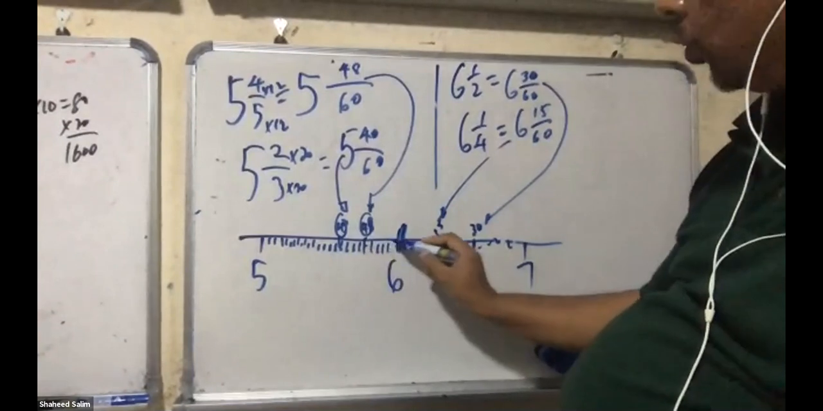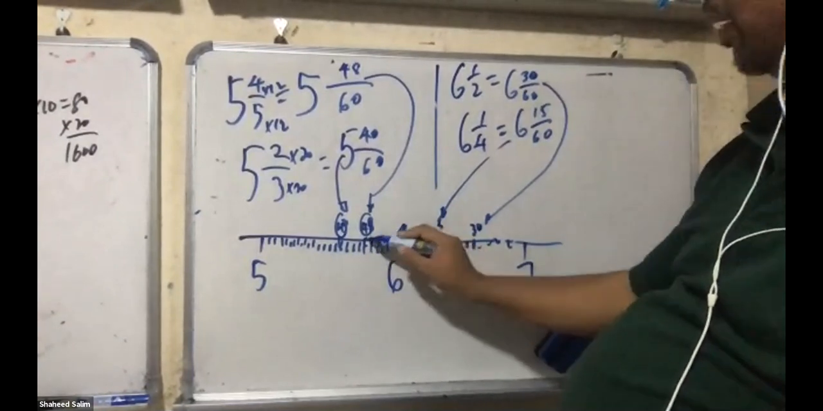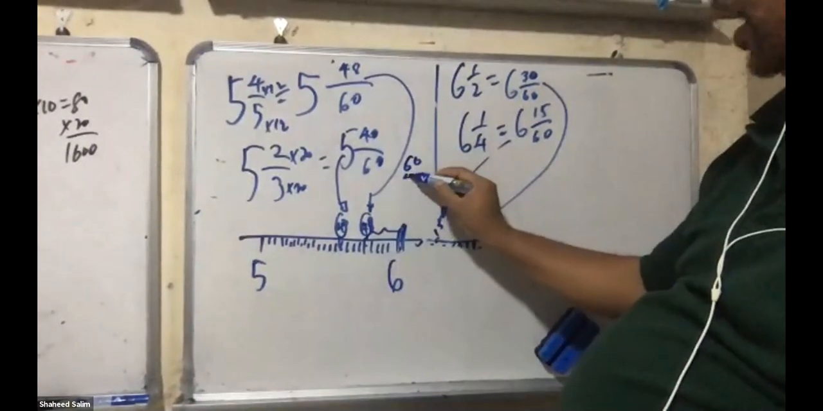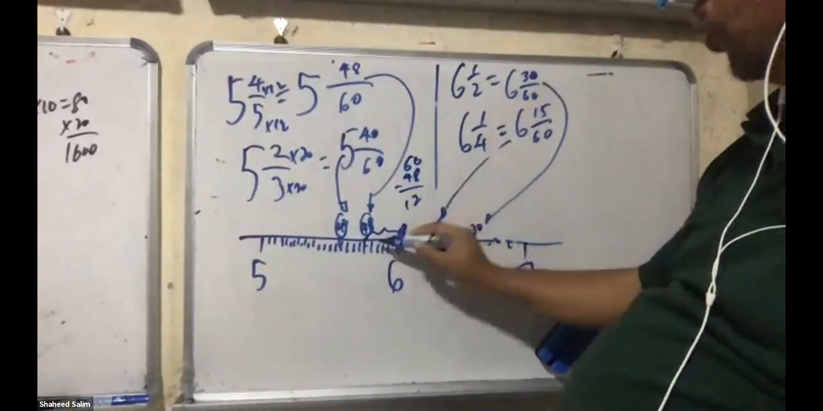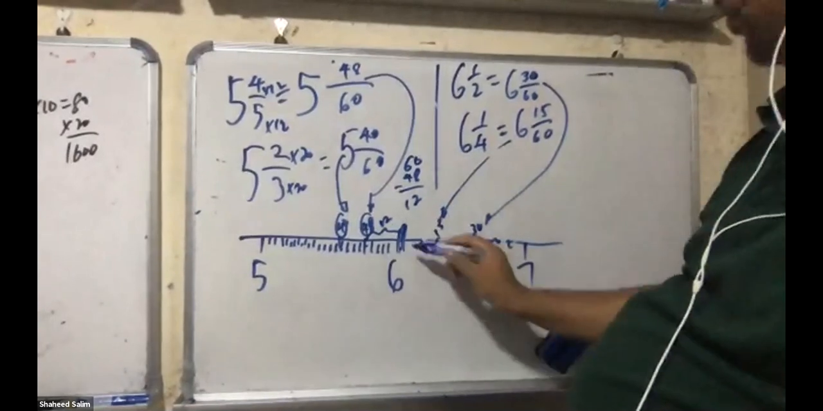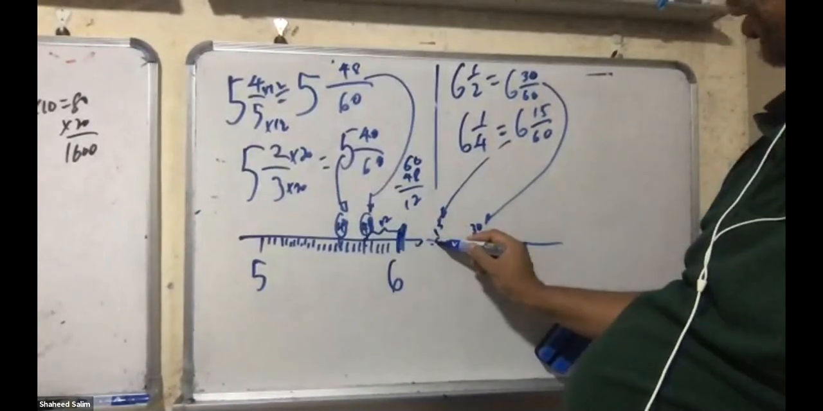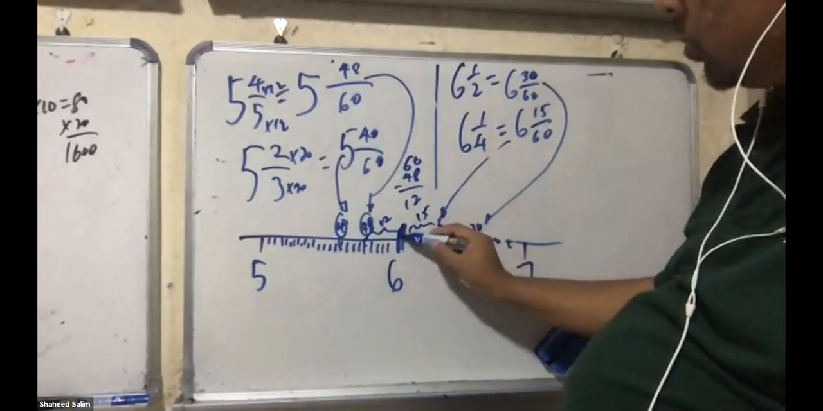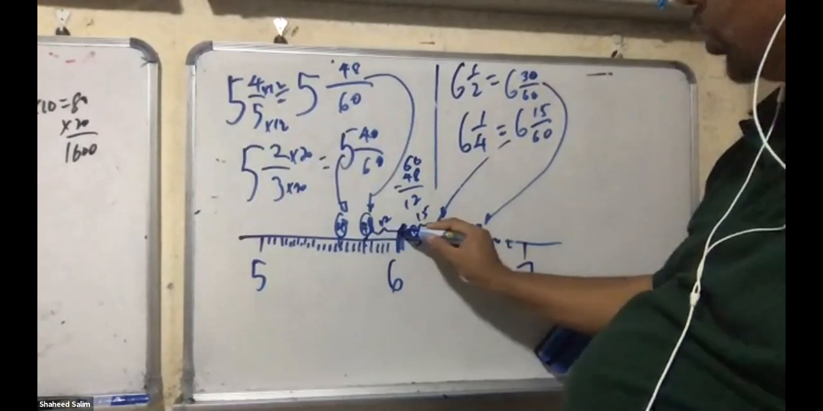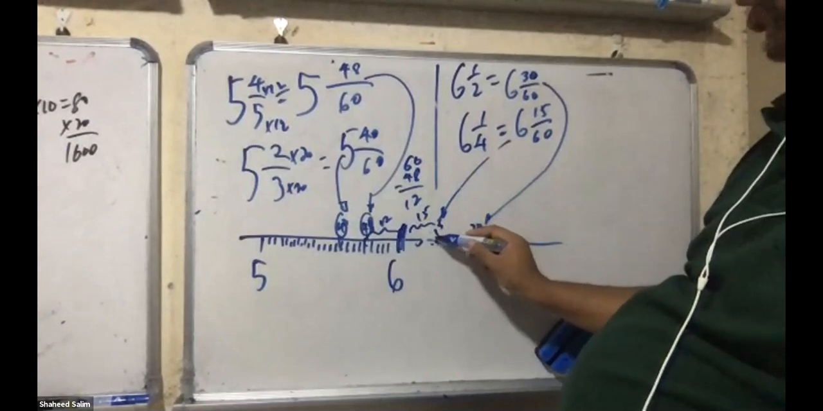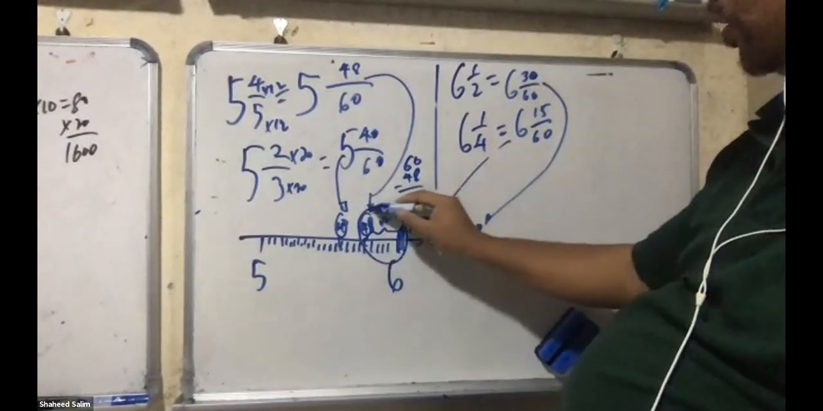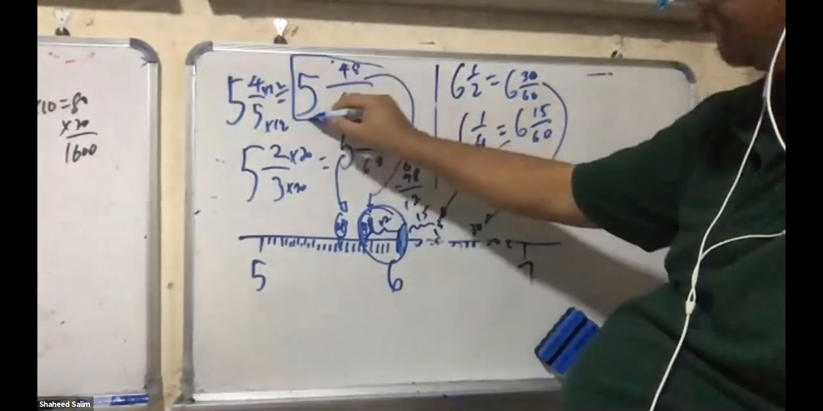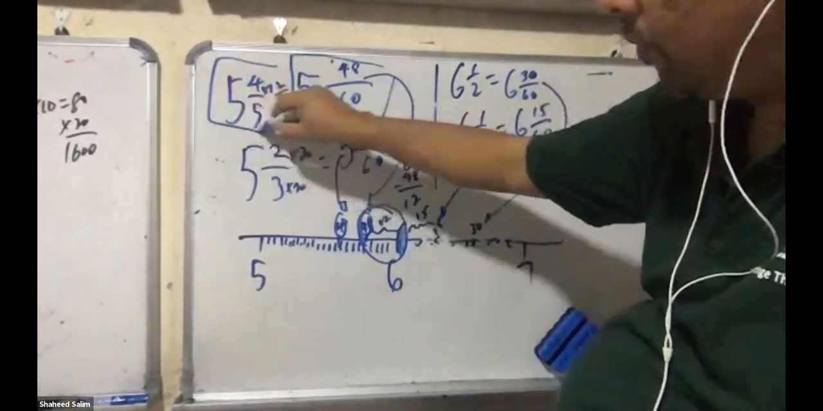Well, 48 to 60, how many parts are there? You just take 60 minus 48. You get 12. Oh, there's 12 parts here. From 0 to 15, there must be 15 parts. So this one is 12 parts away. This one is 15 parts away. So 12 parts away must be the nearest to 6. So the answer is 5, 4, 5.